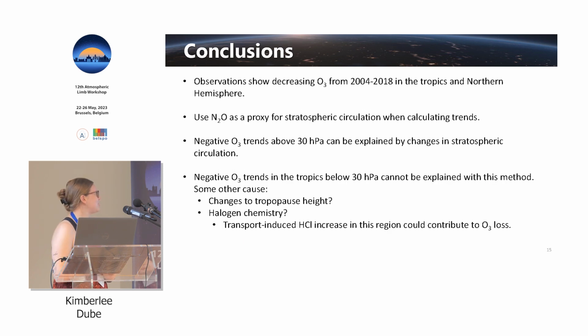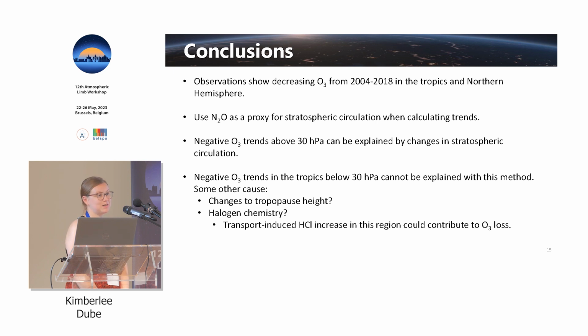So in conclusion, observations show decreasing ozone from 2004 to 2018 in the tropics and northern hemisphere. We can use N2O as a proxy for stratospheric circulation when calculating these trends. By doing this, we see that negative ozone trends above 30 hPa can be explained by changes in stratospheric circulation, but the negative ozone trends below 30 hPa cannot be explained by this method. So potentially there's something else.